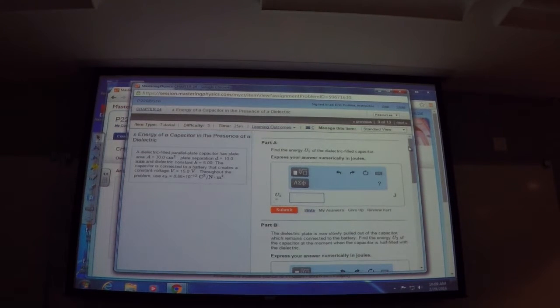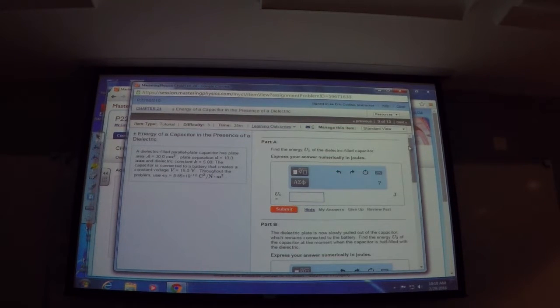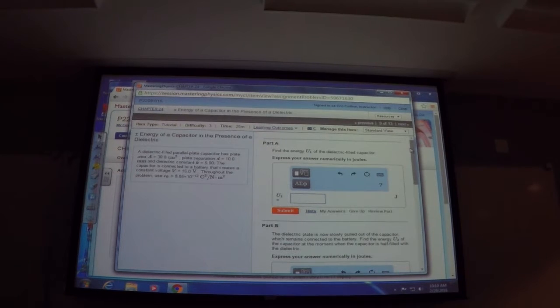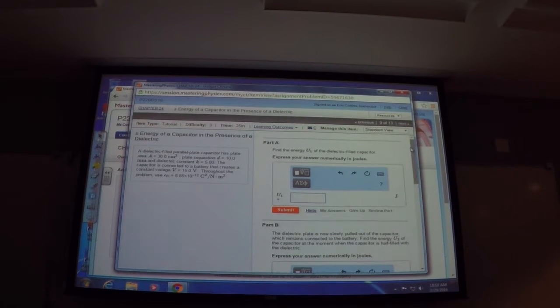Okay, here we go. A dielectric filled parallel plate capacitor has a plate area of 30 centimeters squared. Wow, that's pretty big, actually. Plate separation of 10 millimeters. That's 1 centimeter, by the way. And dielectric constant K equals 5. Capacitor is connected to a battery that creates a constant voltage V equals 15 volts. Throughout the problem, use epsilon naught equals... 10 millimeters is 1 centimeter. Yeah.